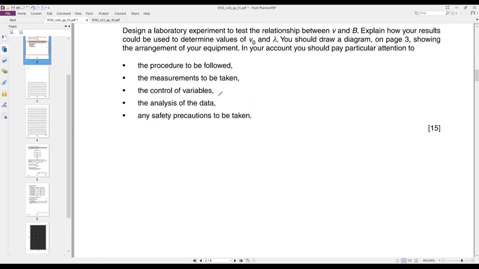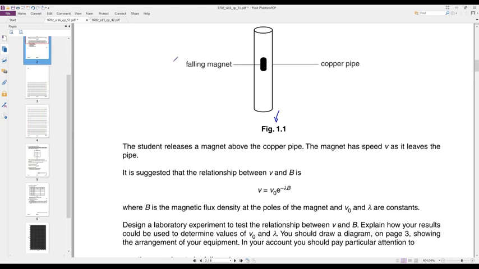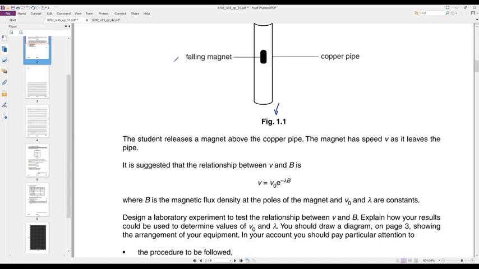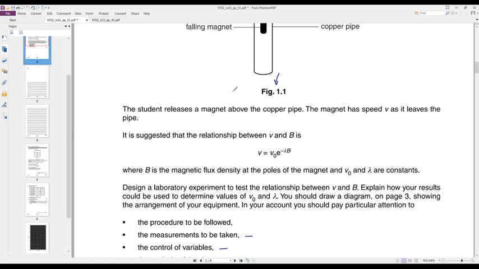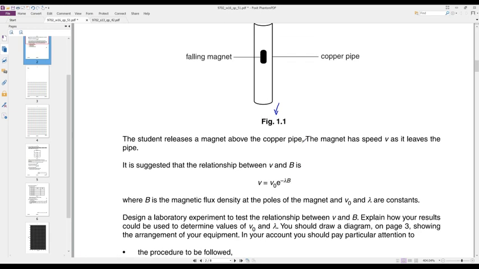Okay, there we go. So we've talked about the measurements that we need to take and the control variables. So our procedure then. So we've said we're going to clamp our pipe to keep that the same, and we're going to need to use magnets of the same mass. So the last thing we're going to work out is, okay, we're varying B by just dropping magnets with different values of B down. How are we going to measure the velocity of our magnet as it falls out the end?